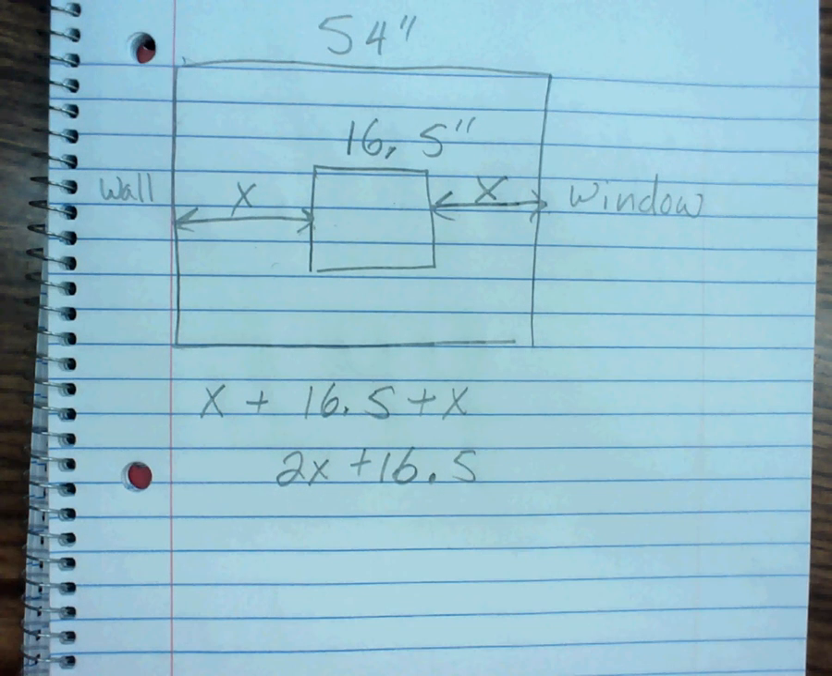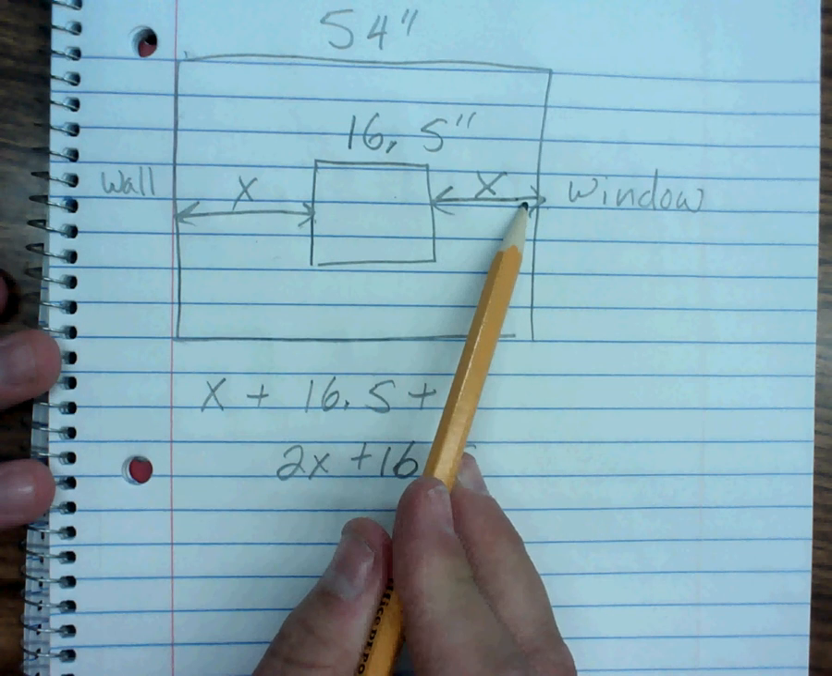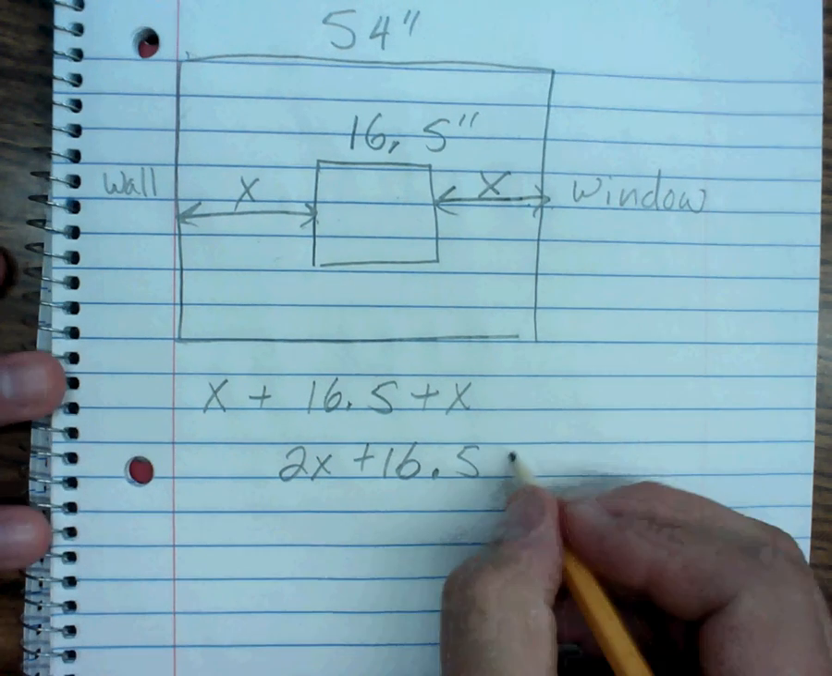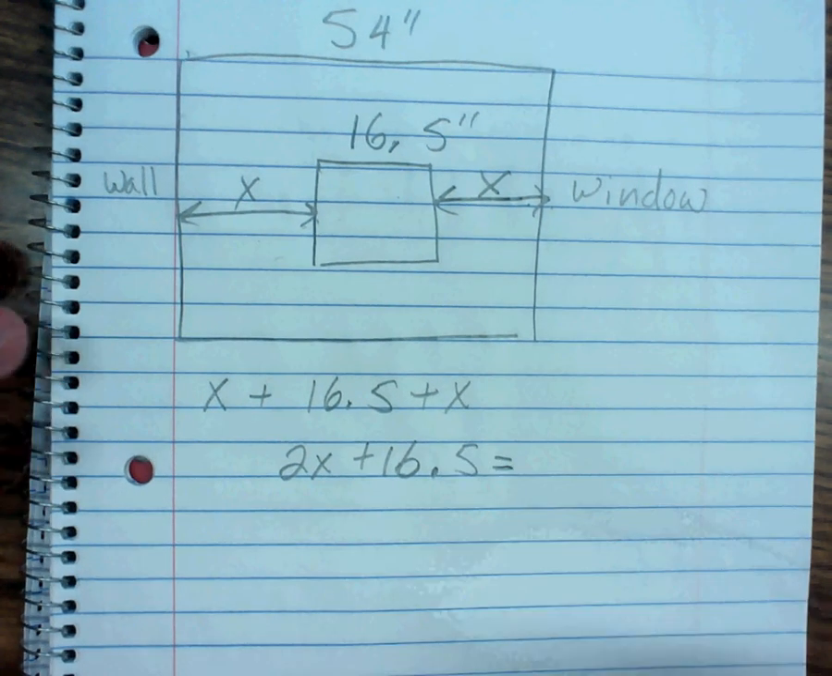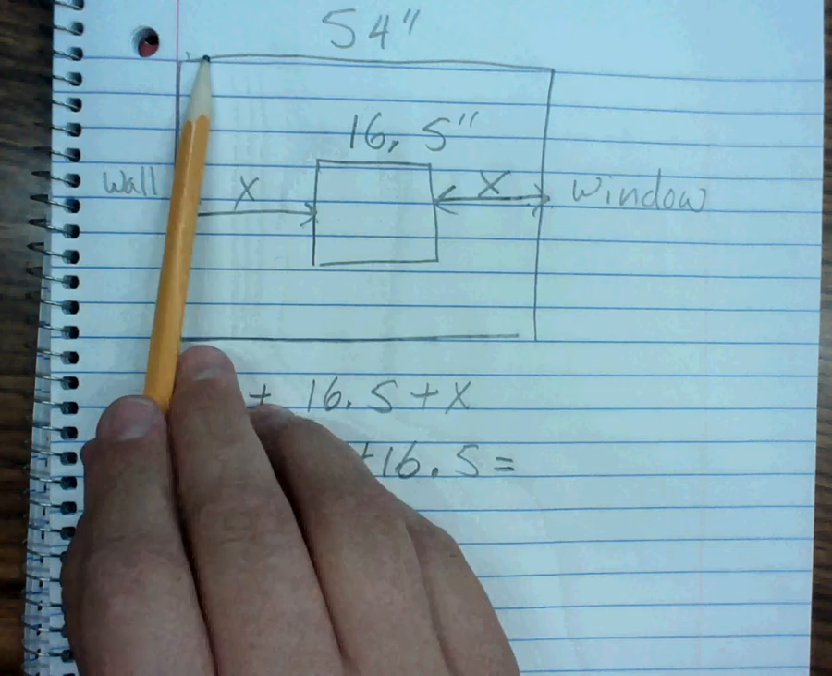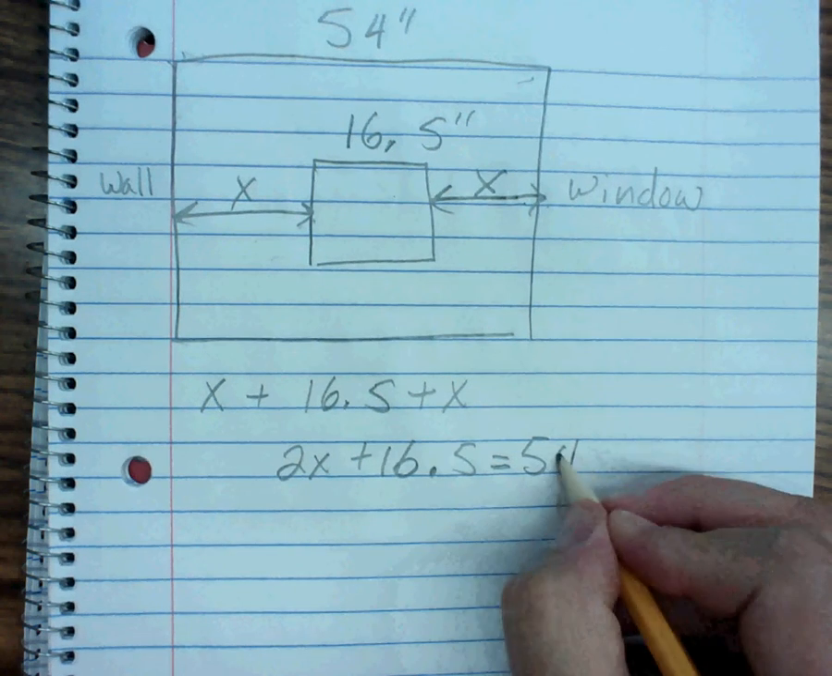Now, in order to solve that, I need an equation, which means I need to find something that's equal to that. What is equal to this length? What can I put at the other side of this equal sign? Well, didn't we say at the beginning that from here to here it's 54 inches? So can I say 54 inches?